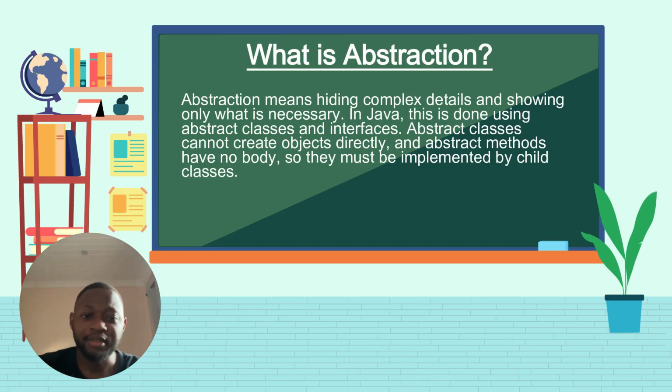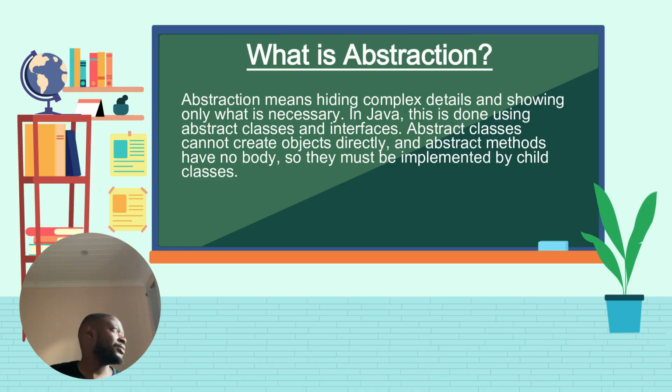What is abstraction? Abstraction means hiding complex details and showing only what is necessary. In Java, this is done using abstract classes and interfaces. Abstract classes cannot create objects directly, and abstract methods have no body, so they must be implemented by your child class.